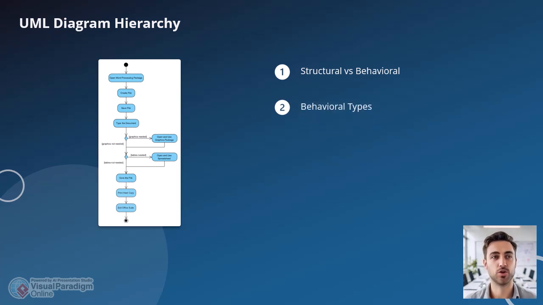Behavioral diagrams include activity, use case, and state machine types. Activity diagrams specifically handle complex workflows and concurrent operations within a system.